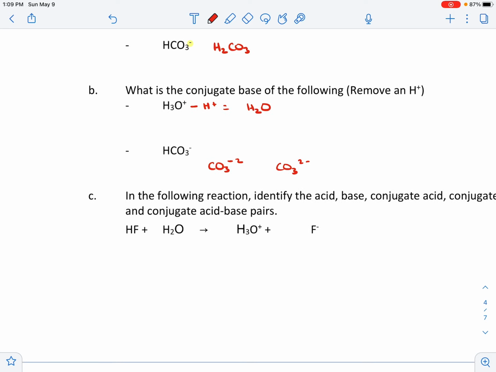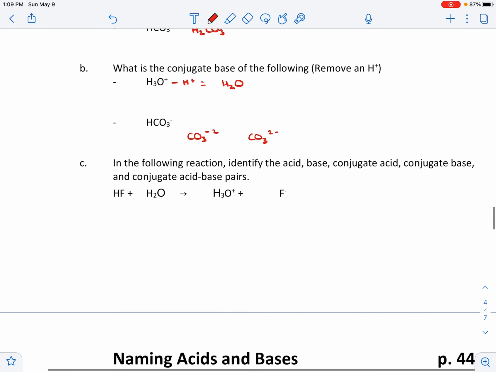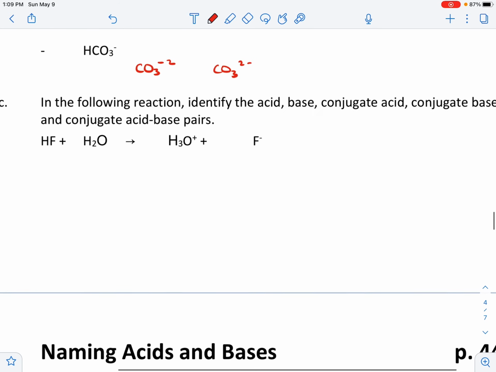So let's look at the last part of this now that we've done a little bit of that. Now it says in the following, we're supposed to identify the acid, the base, the conjugate acid, the conjugate base, and the conjugate acid base pairs. Feels like a lot, but it's not so bad. So get yourselves prepared. Okay, so here we go.